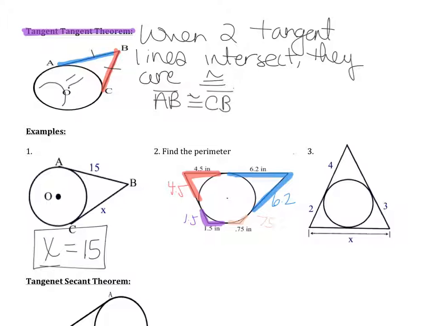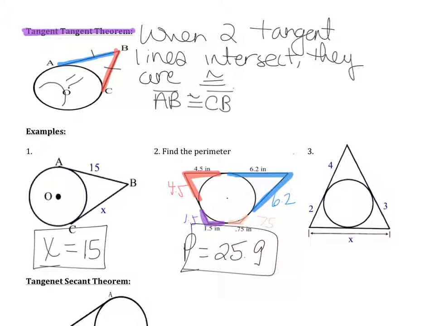So, how do I find the perimeter? Add up all the sides. So I will do 4.5 plus 6.2 plus 6.2 plus 0.75 plus 0.75 plus 1.5 plus 1.5 plus 4.5. I'll type it into my calculator, hit enter. I should get 25.9. So my perimeter is 25.9. All I did was take all of these values and add them up. These added up, these added up, these added up, and those added up.